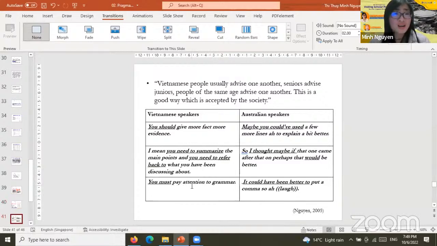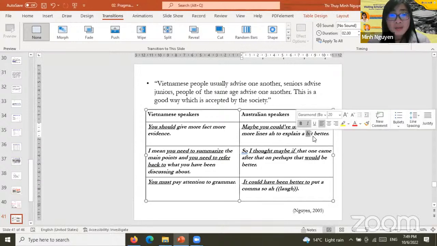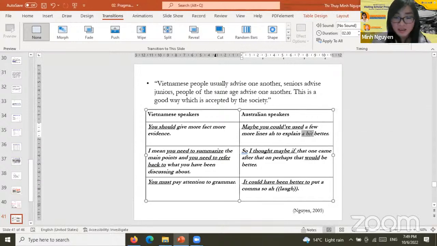So, very strong advice. But Australian speakers would say, maybe you could have used a few more lines here to explain a bit better, all right? So maybe you could have, and a bit. Oh, so I thought maybe if that one came after that one, perhaps that would be better. Okay. Or it could have been better to put a comma here.